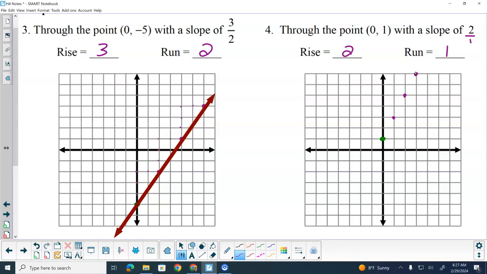If I didn't want to go up and to the right, what are my other 2 directions that I can go? Down how many? 2, and I don't know, over. I'm not a fan of over. It's either left or right. Left 1, okay. Down 2, left 1. Down 2, left 1, down 2, left 1, down 2, left. Okay.